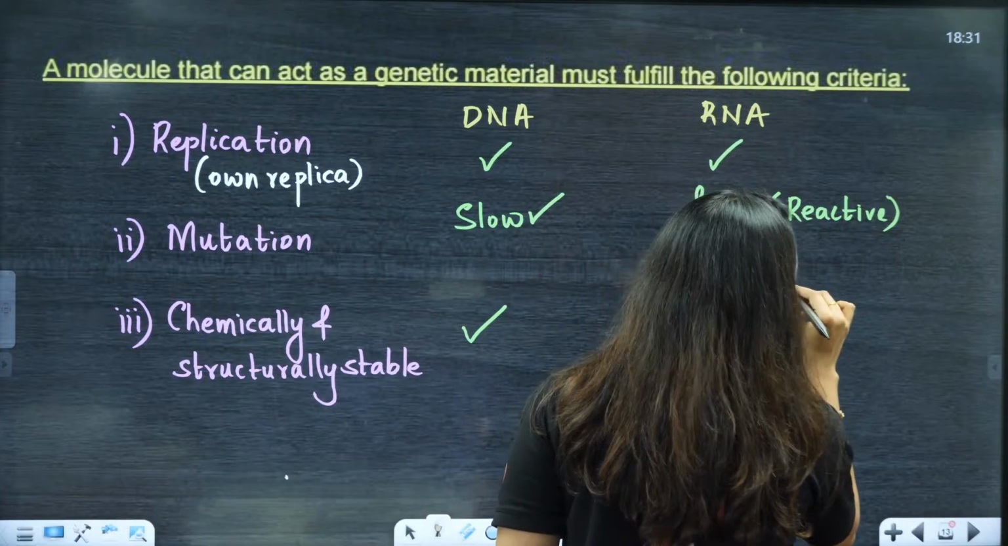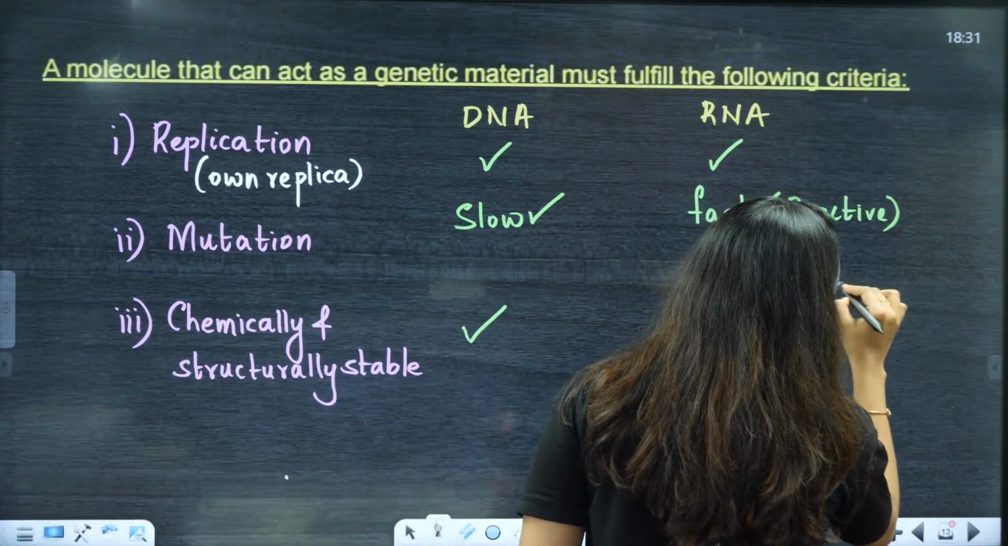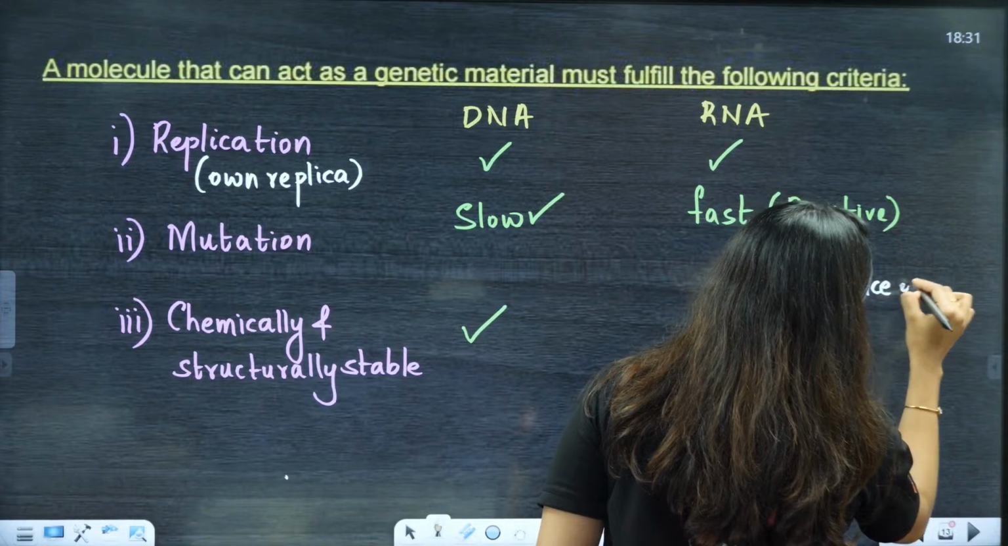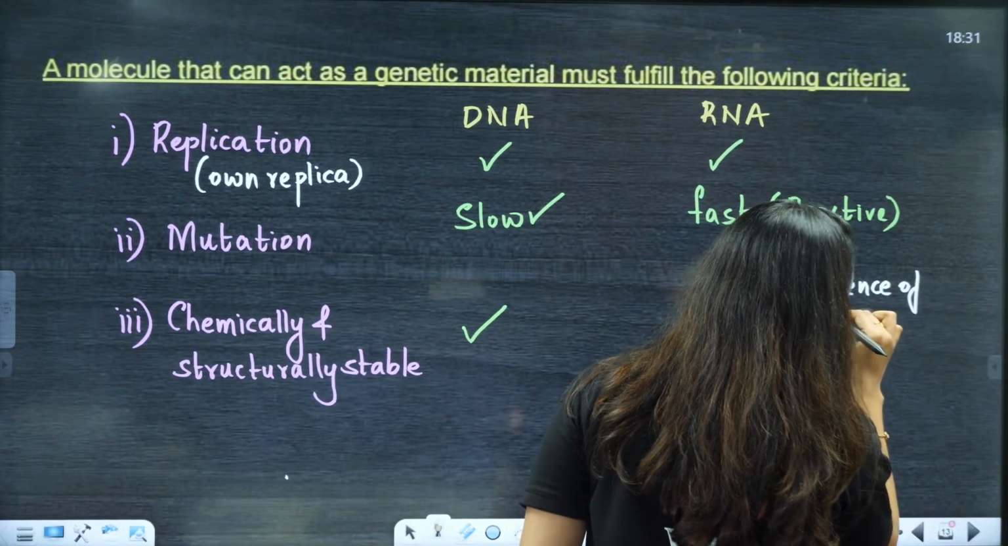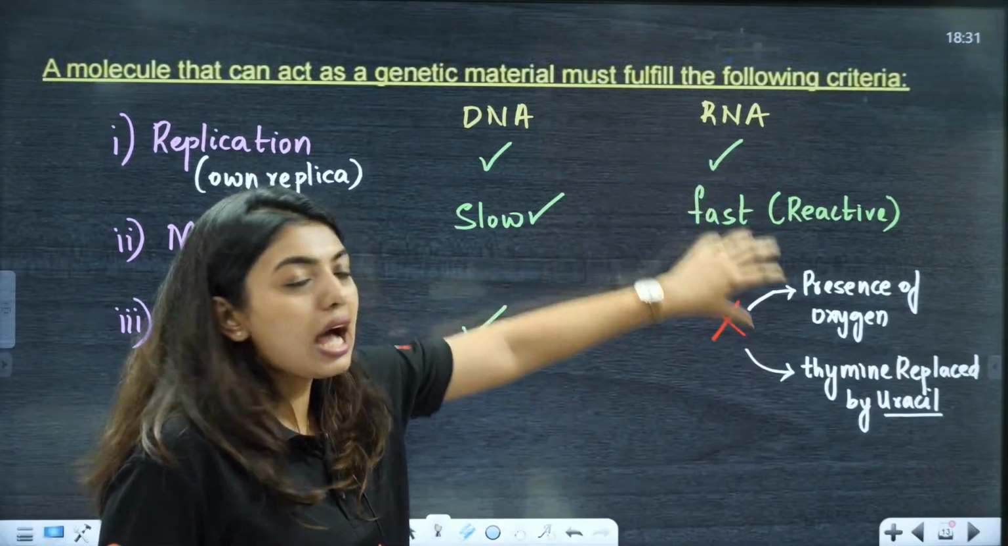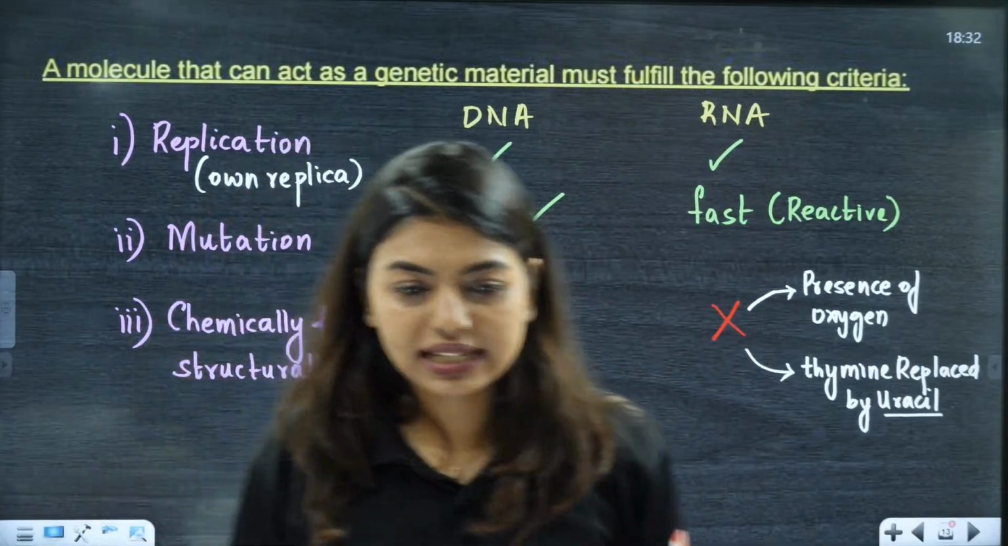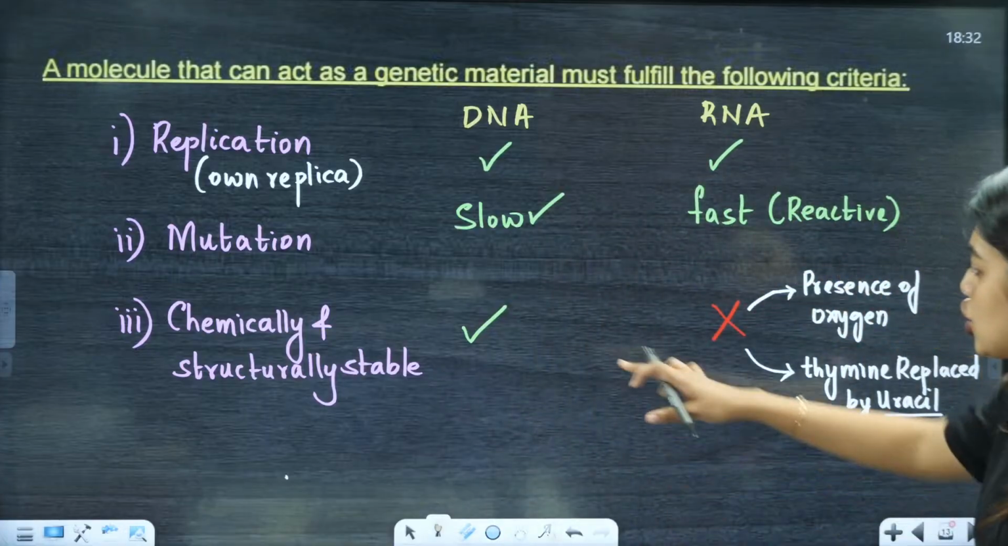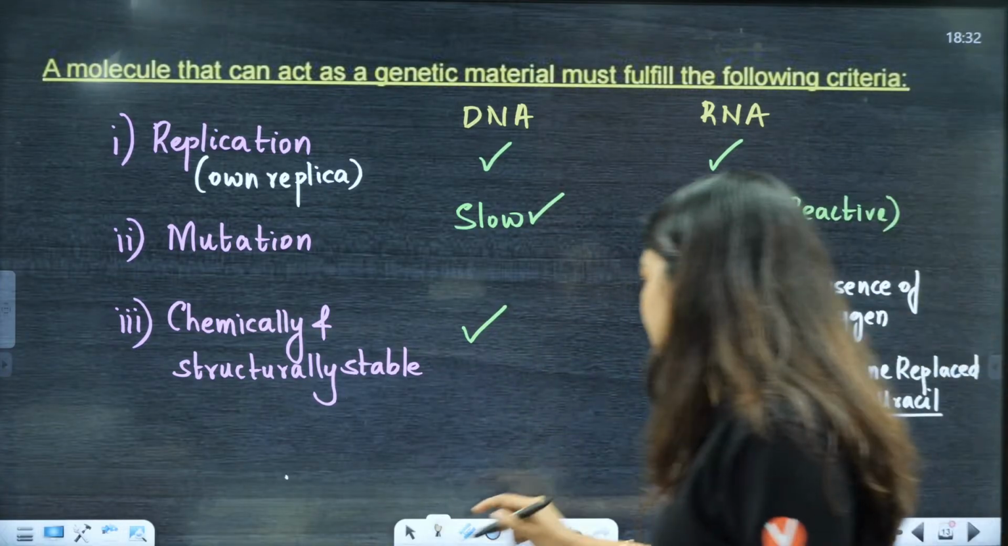So the first reason is the presence of the OH group. Okay, presence of oxygen. That is also one of the reasons why RNA is unstable. Yes, RNA is unstable, ma'am. Good job. So DNA gets 1 tick, RNA gets 1 cross.